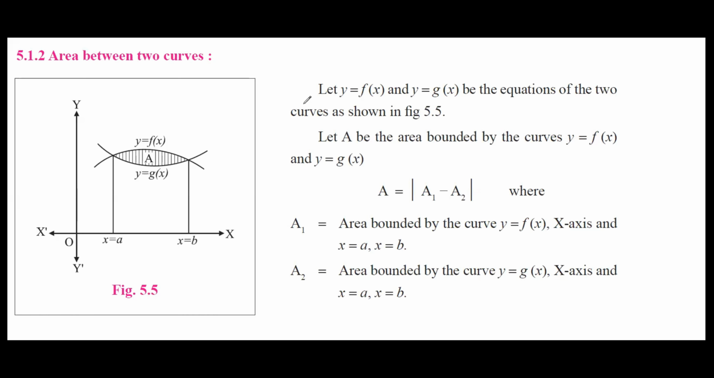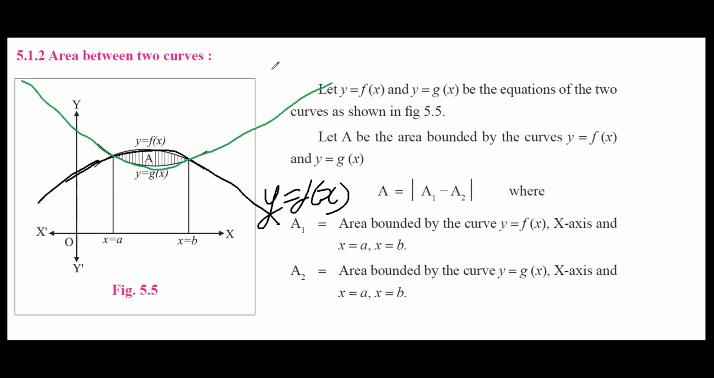So that's the area between two curves. We need to find the area between the two curves. If you have one curve like this, what is the name of this curve? The name of this curve is y is equal to f of x. You have another curve like this. The equation of this curve is y is equal to g of x. And you have to find the area between the intersection of these two curves, meaning the area between these two curves.